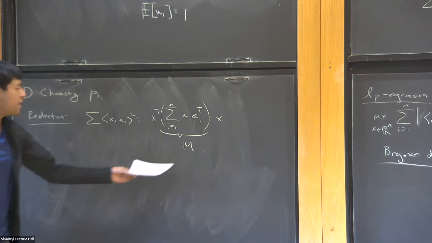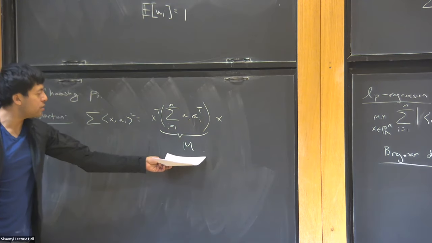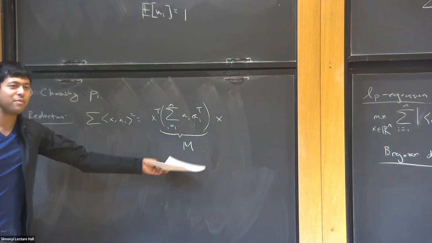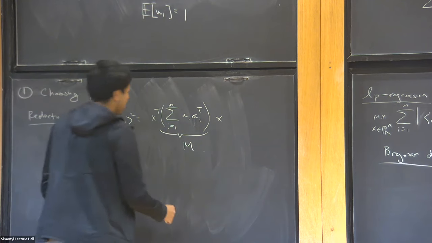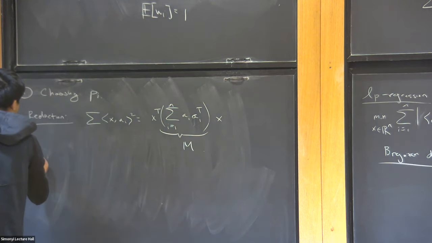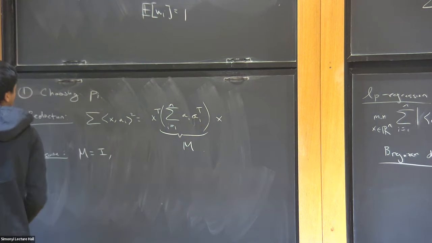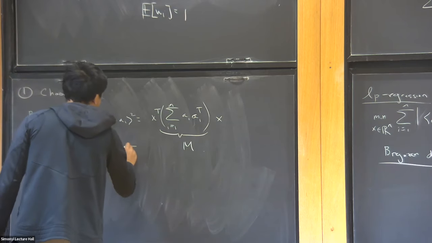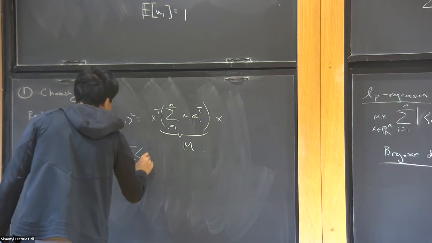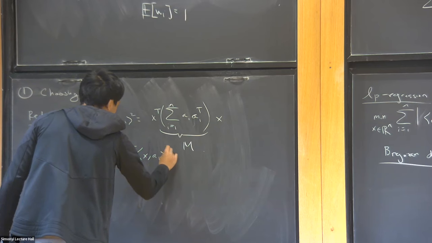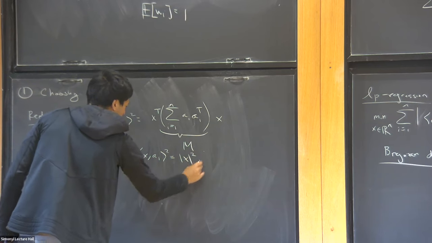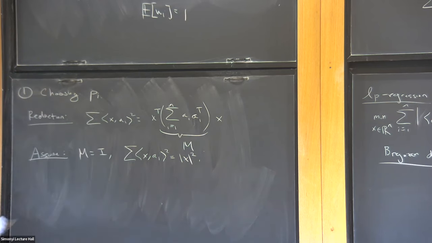I want to show that, basically, I'm going to assume that m equals the identity matrix. So the form I'm considering is, in fact, just sum of (x dot ai) squared equals x squared. Why can I assume that m is the identity matrix?